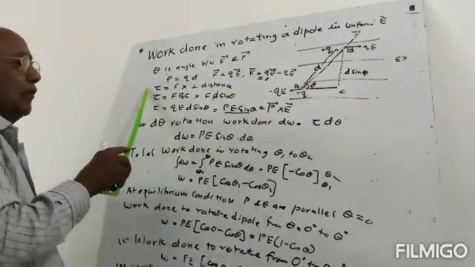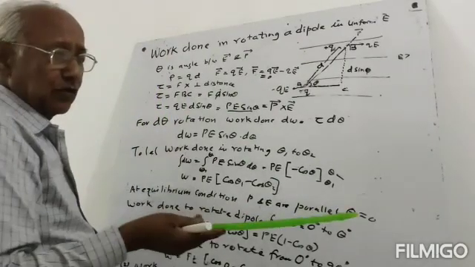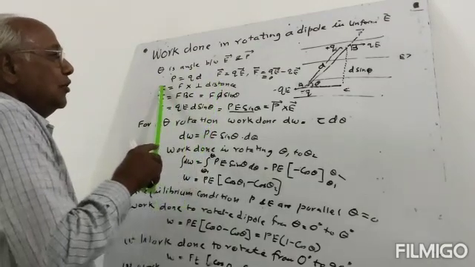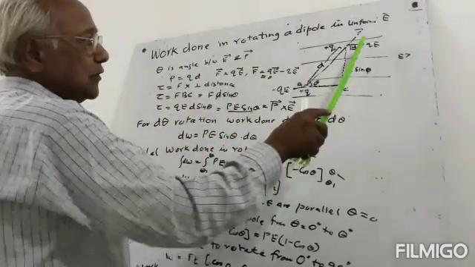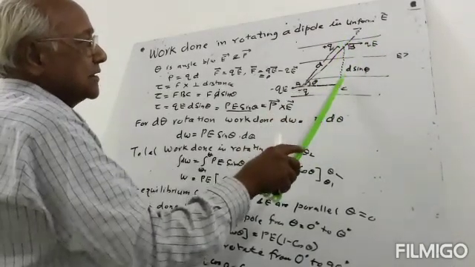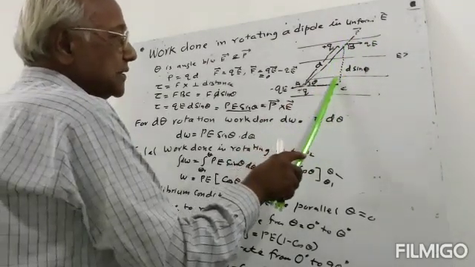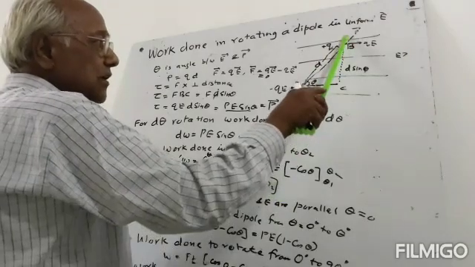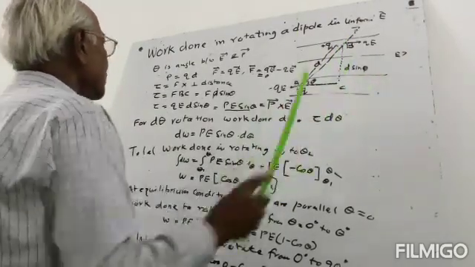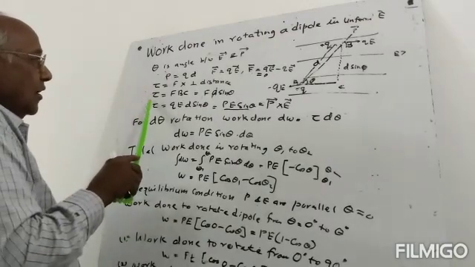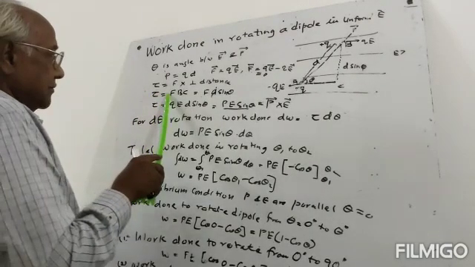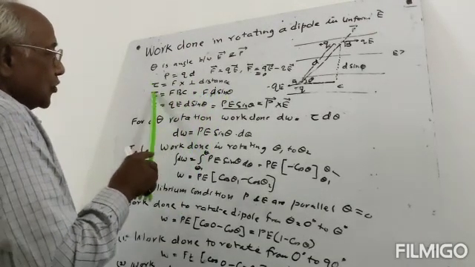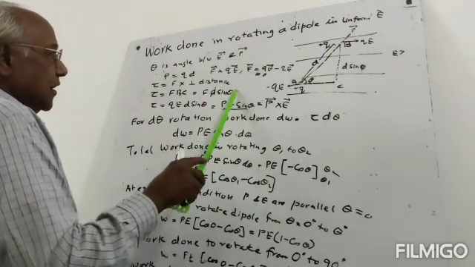So the torque will be equal to, what is torque? Torque is the moment of force, and moment of force is equal to force multiplied by perpendicular distance. So the torque will be equal to force, that is qE, multiplied by the perpendicular distance, that is DC, which is equal to d sin theta. Theta is this angle, d is this distance, so this perpendicular will be d sin theta. So torque will be equal to F into DC, and DC is d sin theta, so torque will be equal to F d sin theta. So this will be the torque.